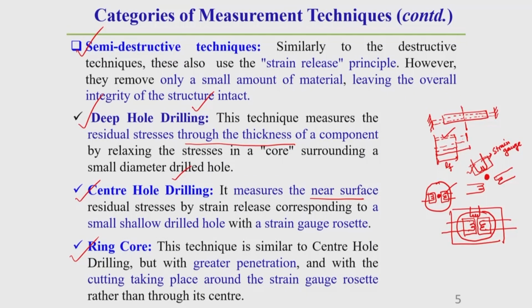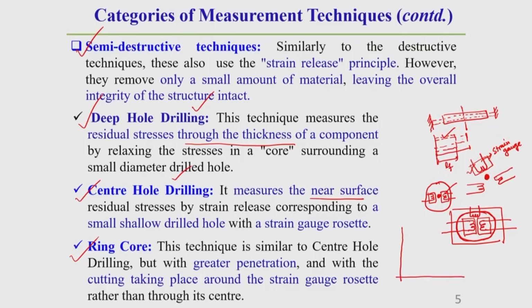So, in the center hole drilling technique, the hole is made at the center of the strain gauges, but in the ring core method, the hole is made around the strain gauge rosette. What is a strain gauge rosette? It is a system of strain gauges. Generally 3 different strain gauges with different orientations are used in a strain rosette.